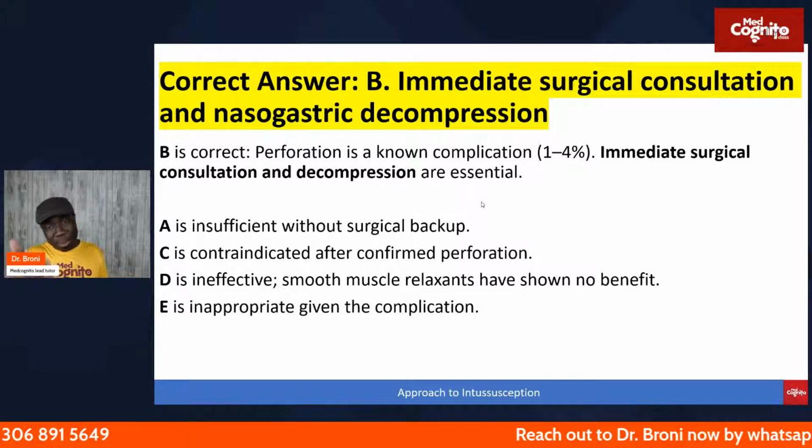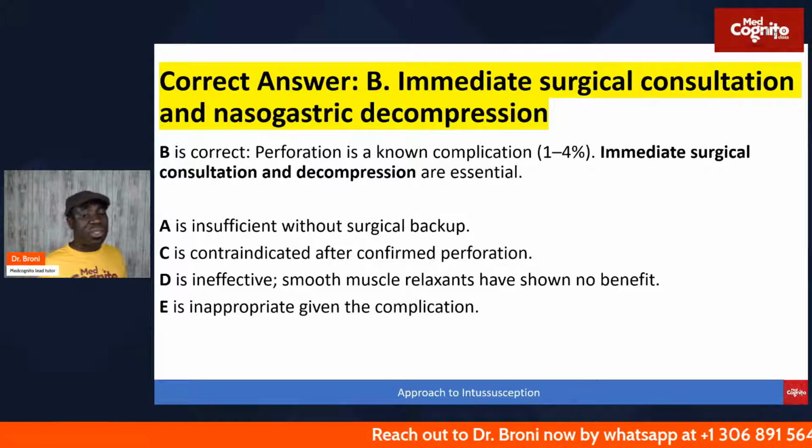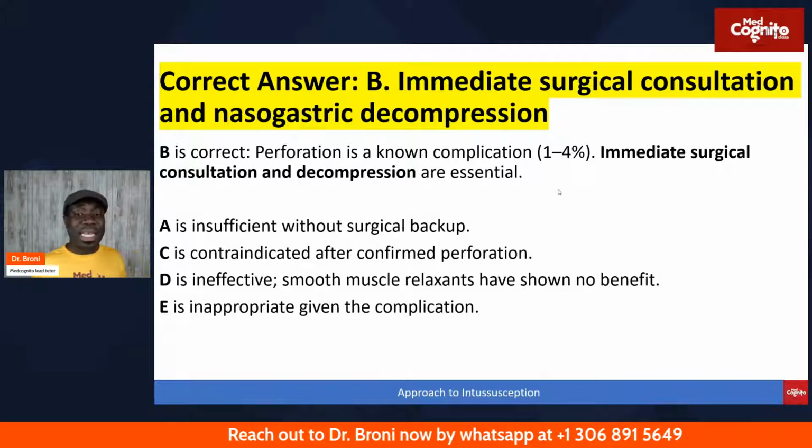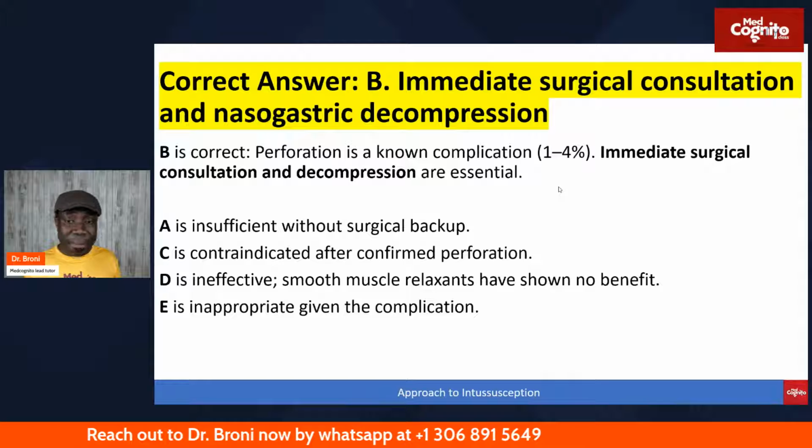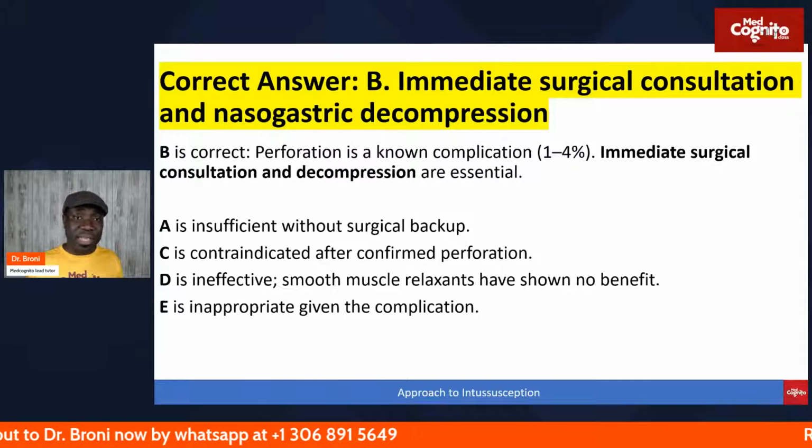In this patient, part of your management plan is that you may need to give some antibiotics, and then the surgeons can come and take over and go do their miracles in their surgical theater.